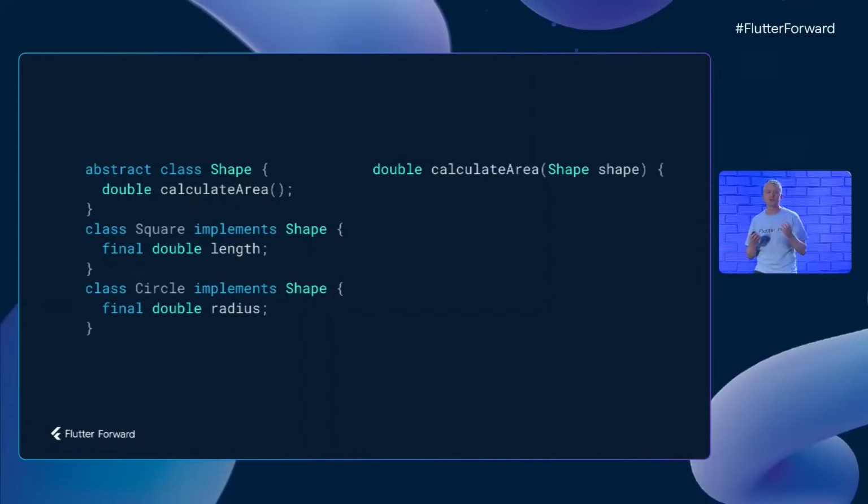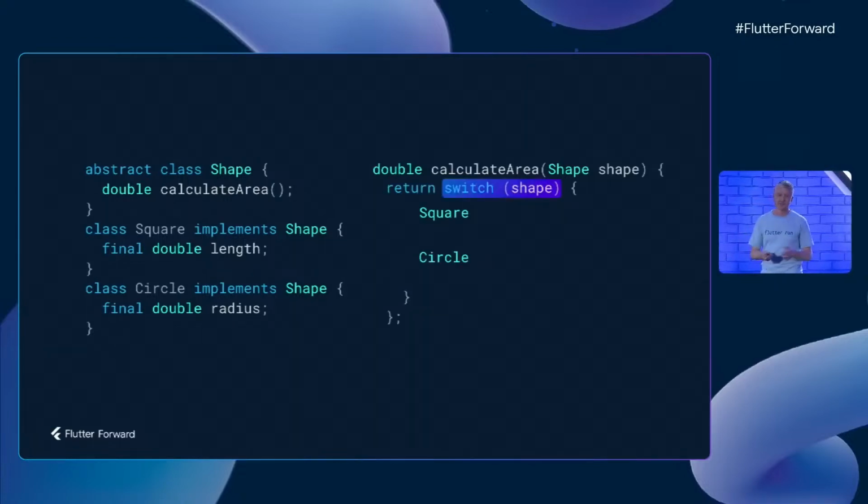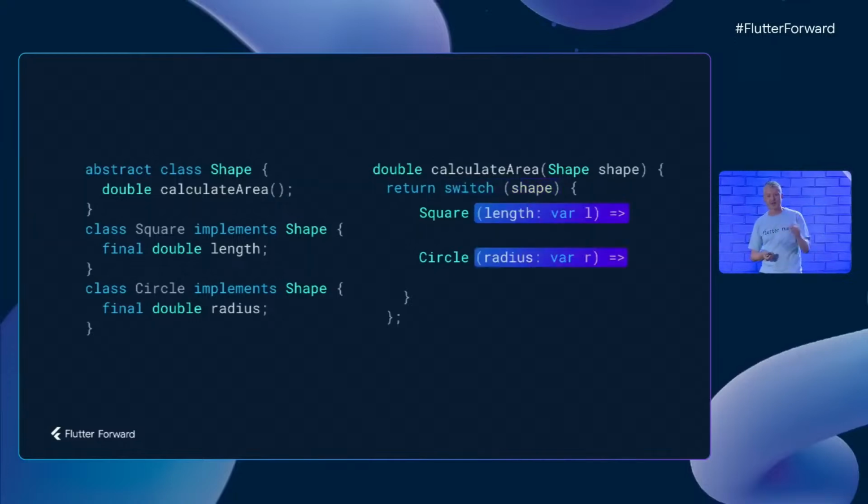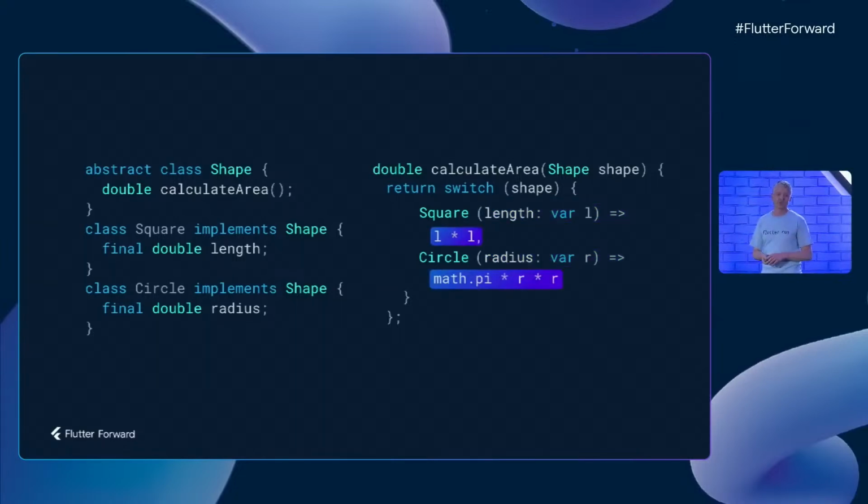Let's say we now need to do something like calculate the area of the shape. Then, of course, again, we can use pattern matching in a switch statement. This time, we're switching on the type of the shape, and inside each of the branches, we can go ahead and use an extractor pattern. This allows us to read out the unique fields of each type. In this case, we're reading out the length of the square and the radius of the circle. And with that, it is trivial to complete the bodies.